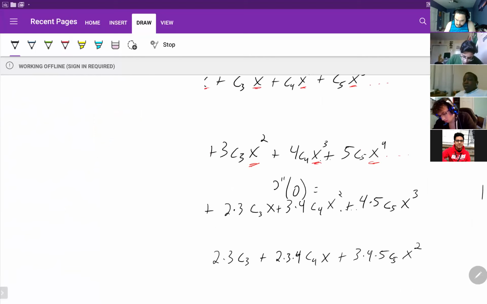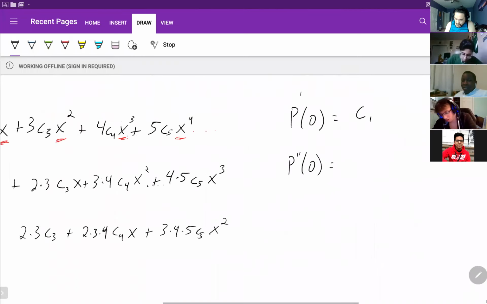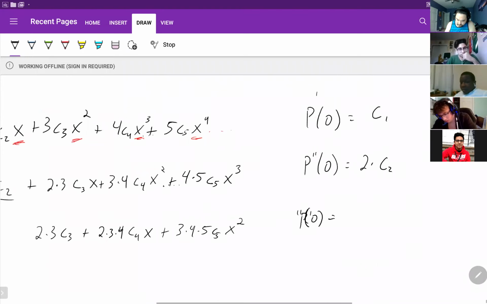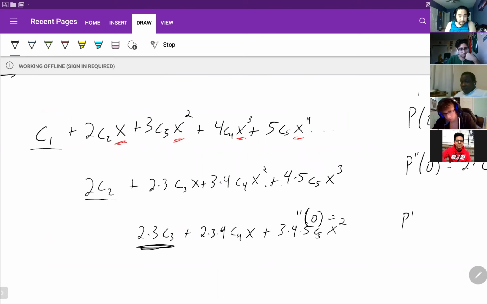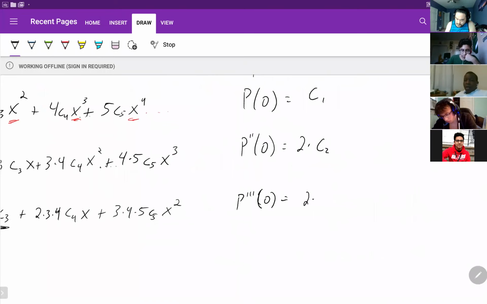Hold on. Don't rush. Look at your notes. What's left? 2 times C sub 2. Let me just show this one. You're left with 2 times 3 times C sub 3. 2 times 3 times C3.